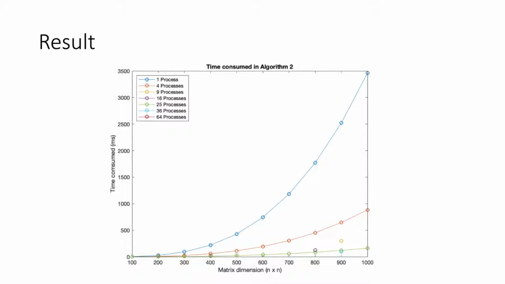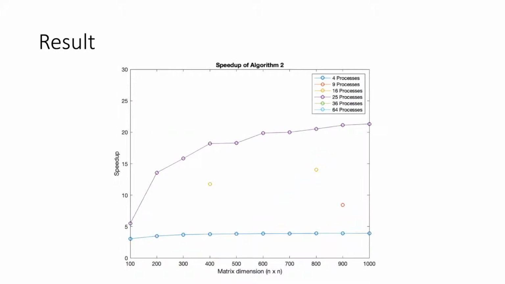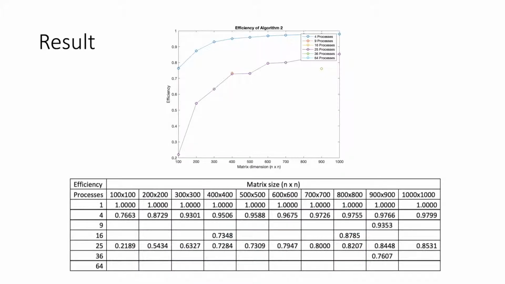The time increases exponentially as the size of matrices grows. The time used for matrix multiplication is reduced by adding the number of processes. And here's the efficiency table, and following the red line, we can see that algorithm 2 can maintain an approximately constant efficiency if the problem size increases at the same time as the number of processes increases, which proves that this algorithm is weakly scalable.